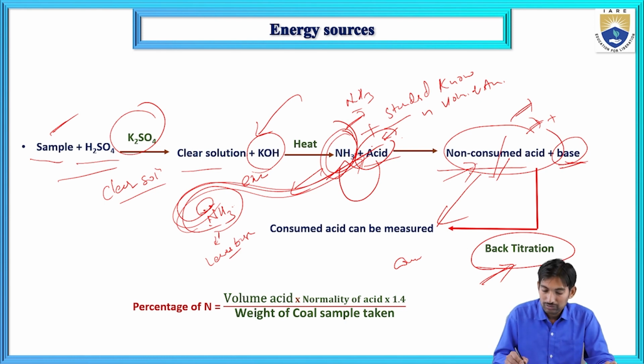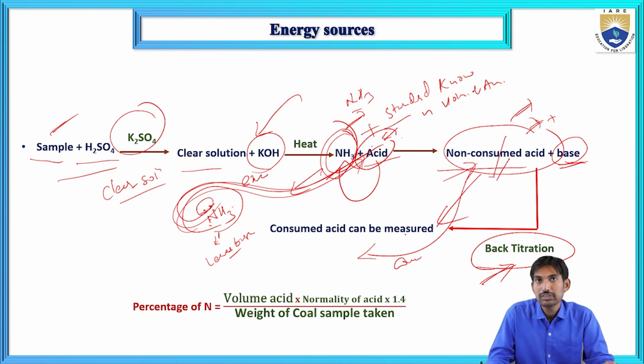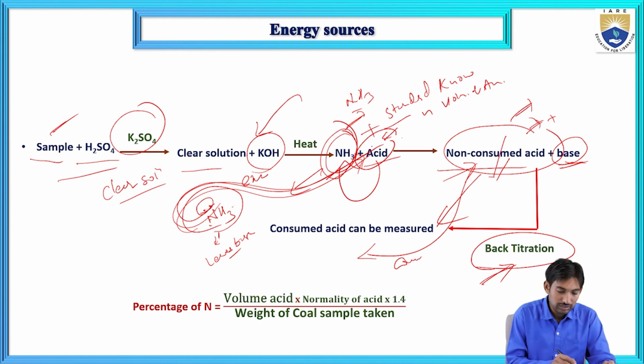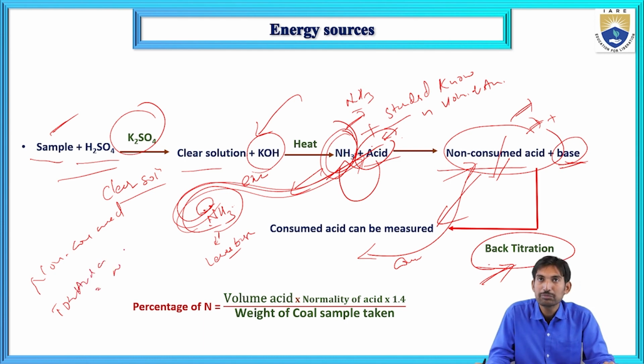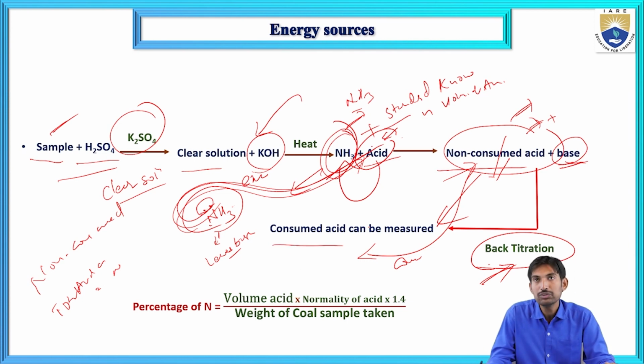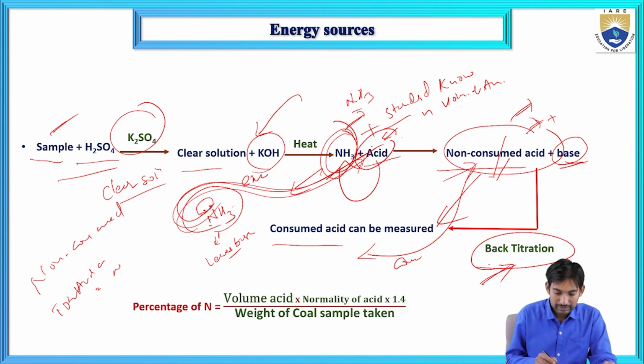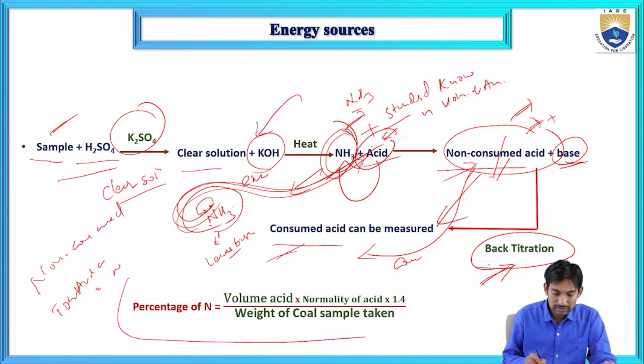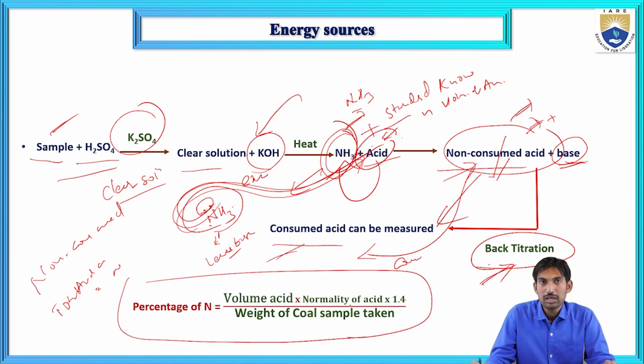From that, we can also measure the consumed acid concentration. The total acid concentration equals the non-consumed acid concentration plus the consumed acid concentration. By subtracting the non-consumed acid from the total concentration of the acid, we get the concentration of the consumed acid. From that, we can calculate the percentage of nitrogen.